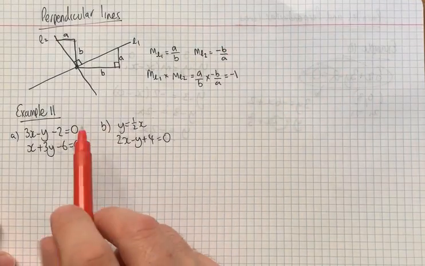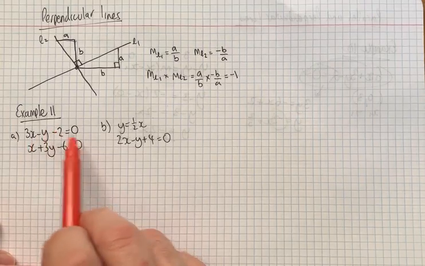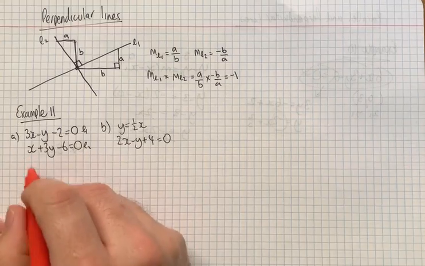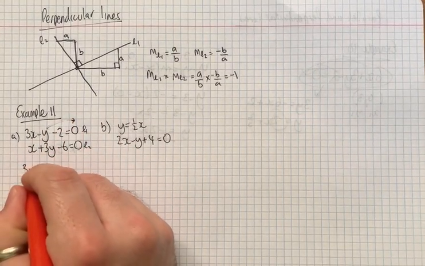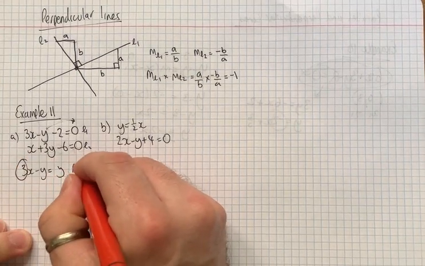In example 11, we're asked to work out if these two lines are parallel, perpendicular, or neither. So we need to work out the gradient of both. So if we call that one L1 and L2. So for L1, make y the subject just by simply moving y over. We get 3x take away 2 equals y. So the gradient of L1 is 3.